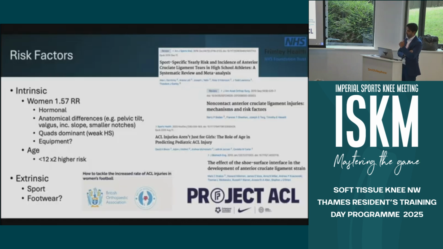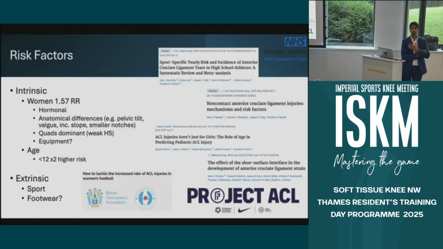Some people propose that it's to do with hormonal things. Some people propose it's to do with anatomy differences. Women have got slightly different pelvic tilt, a lot more bit of valgus. They've got increased slope potentially, smaller notches. But actually, what we're realizing is they are more common.